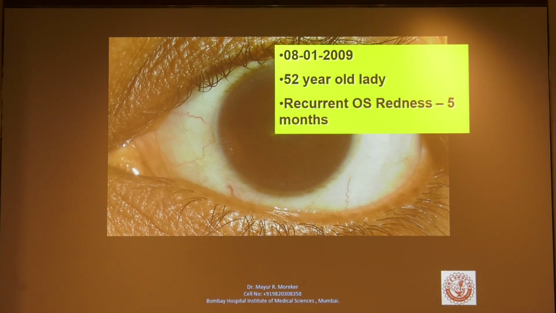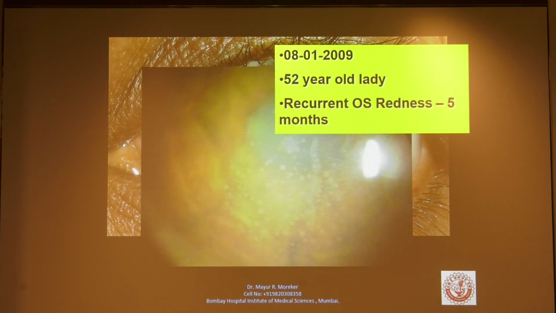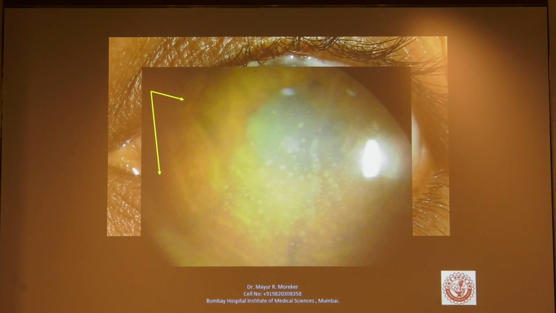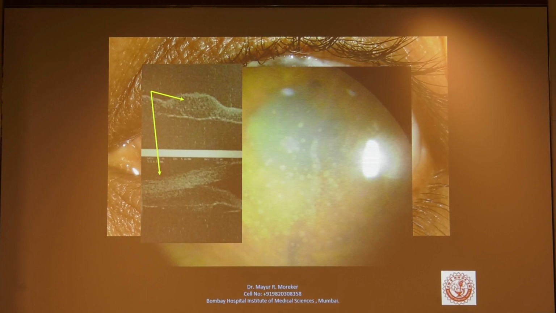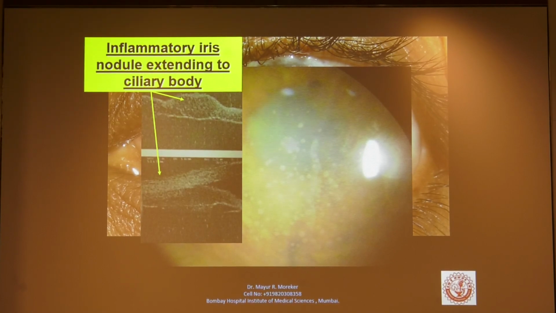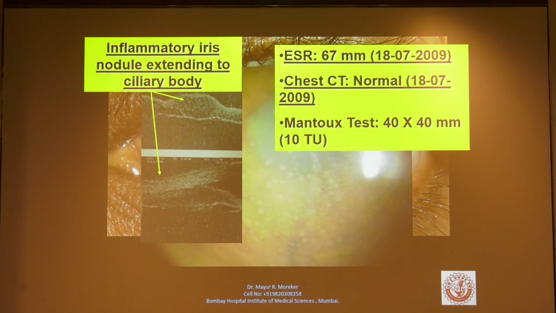This is the eye of a 52-year-old lady who had recurrent redness left eye, 5 months duration. You can see large granulomatous KPs in the Arlt's triangle, but these are two areas where the iris appears elevated. So we requested for the UBM, and the UBM showed this picture, inflammatory iris nodule, which was extending into the ciliary body. We obviously suspected tuberculosis, requested for an ESR, which was raised. Her HRCT was normal, but a Mantoux test was strongly positive.